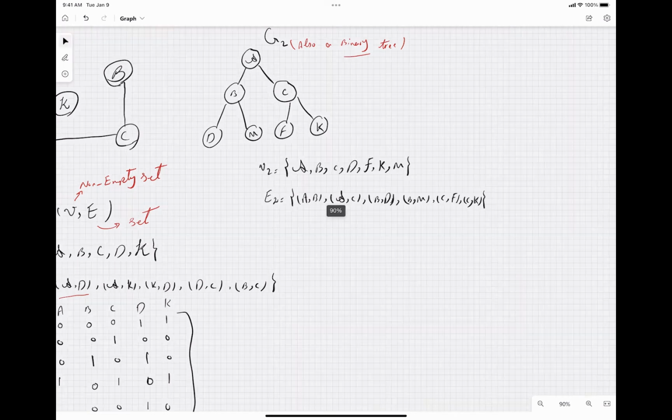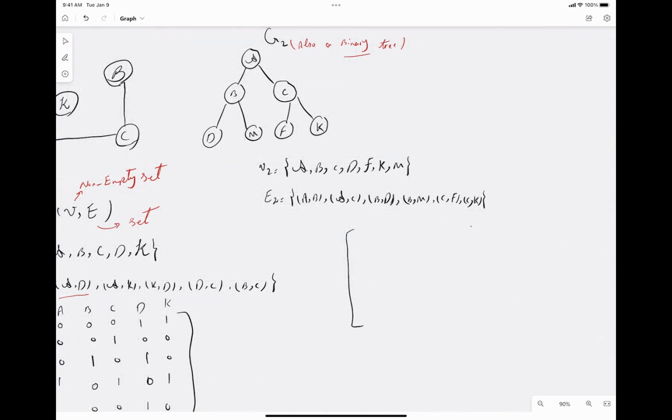For sure we can just draw a very similar and simple matrix. The nodes A, B, C, D, M, F, and K. Here also we're going to have A, B, C, D, M, F, and K. So here again, as you see, A is connected to the nodes B and C, and it's not connected to any other node, so it's going to be 0.